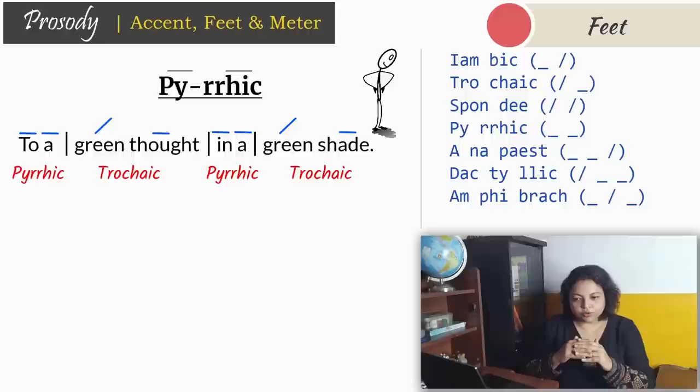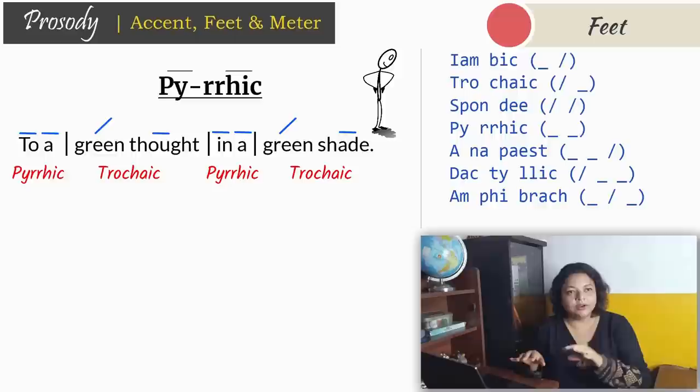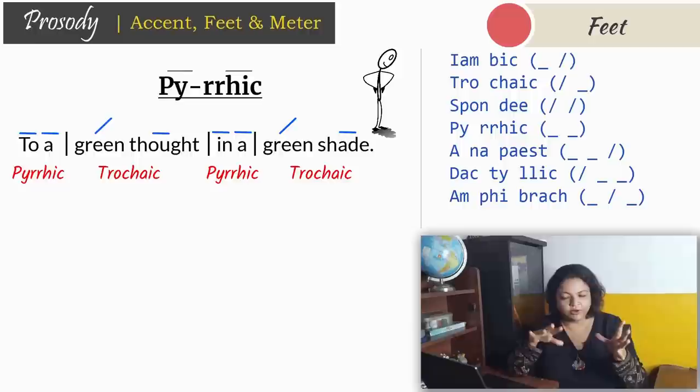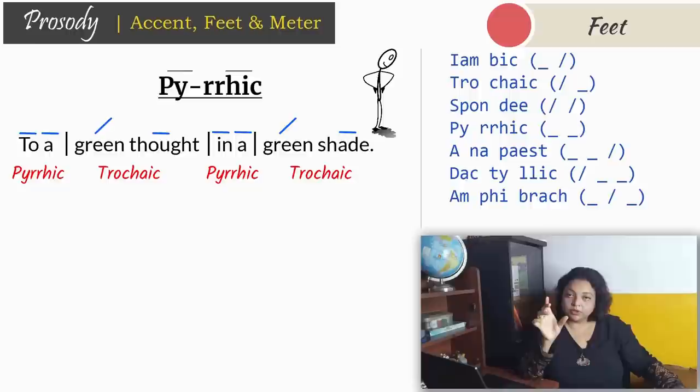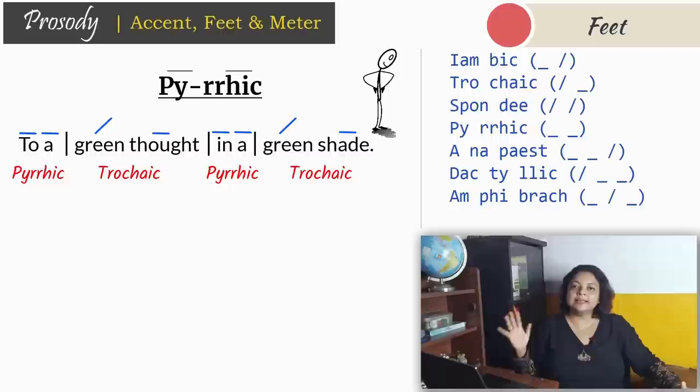Pyrrhic is used quite a lot of times whenever you have two prepositions together, or maybe a minor preposition and then an article. For example, if you say in a, then you don't accent either. Therefore, when you have units or feet where you don't have anything accented, you call it a pyrrhic. Now, since these are variations, you don't have a poem entirely written in pyrrhic, so I'm not giving you an example of pyrrhic as yet. You can identify these variations in poems written in iambic, trochaic, or any kind of standard meter.